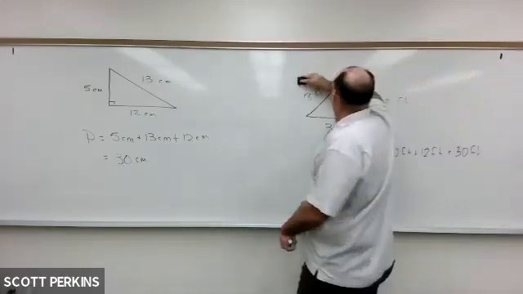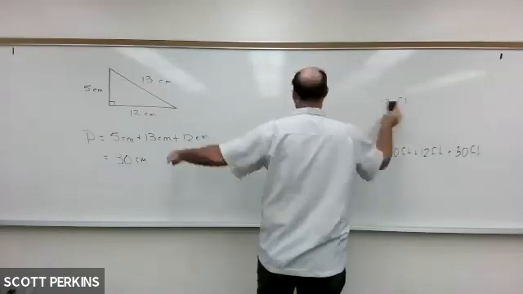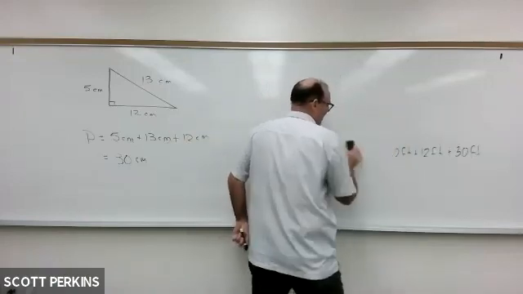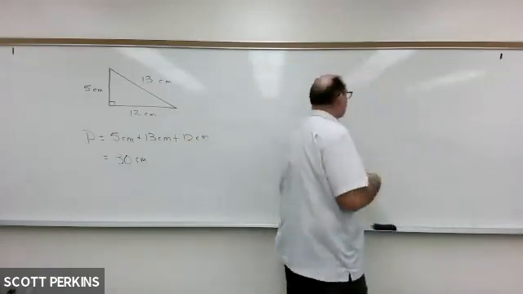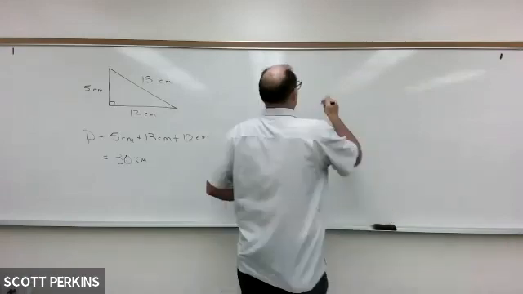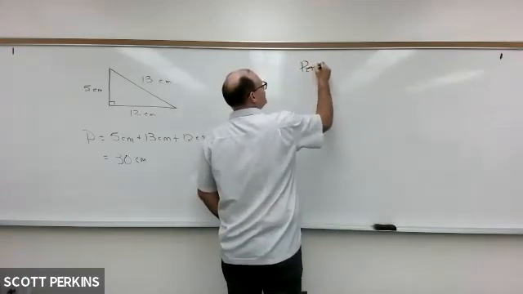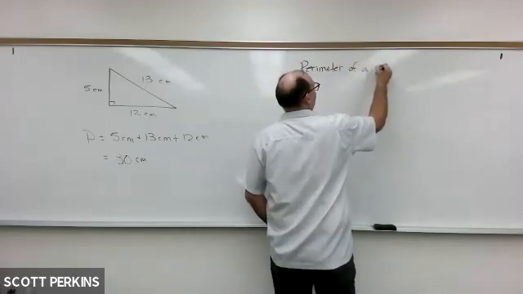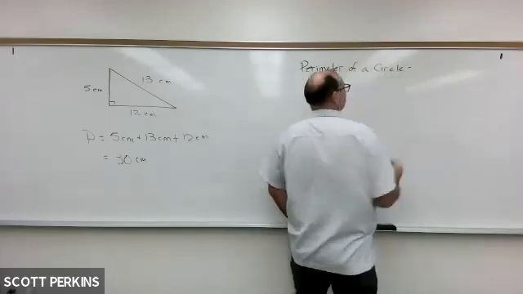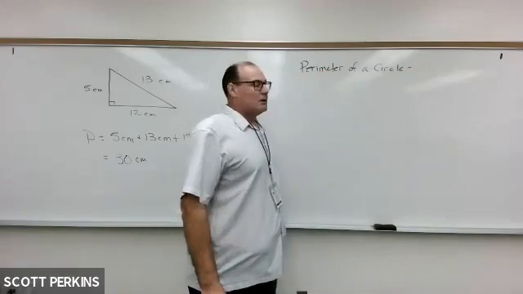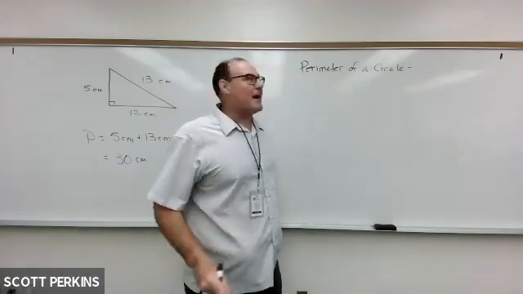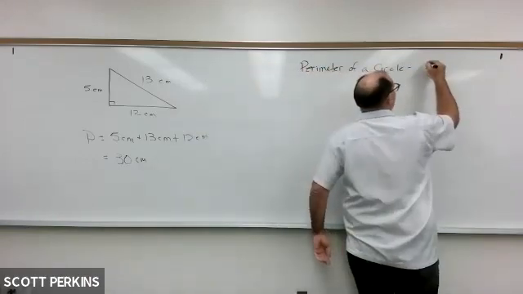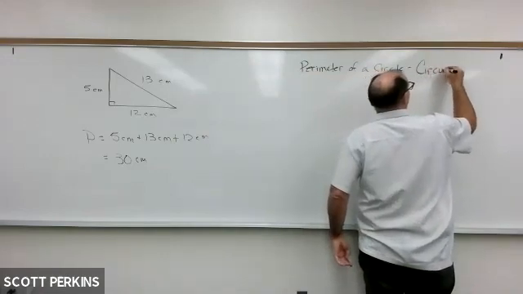Okay, one more thing about perimeter before we go back to that right triangle, and then we'll talk about area, which is the other thing for the day. The perimeter of a circle. The perimeter of a circle gets a fancy math name. It's called the circumference.